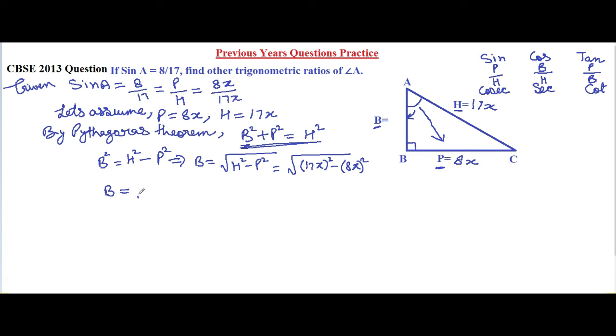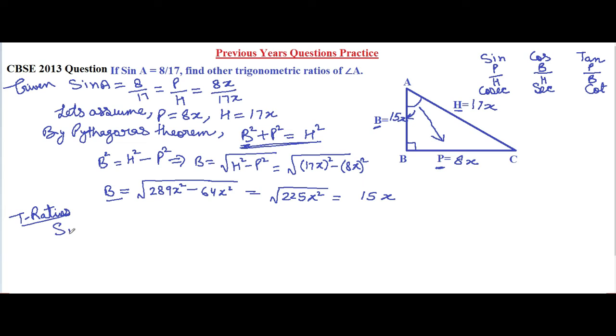So b is equals to square root of 17 square is 289, so this is 289x square minus 8 8s are 64x square, and when you deduct it you will get square root of 225x square, and 225 is square of 15, so we have 15x. So now we have the value of b also, which is 15x. Okay, now we can find out all the trigonometric ratios. So all the t ratios we can write down.